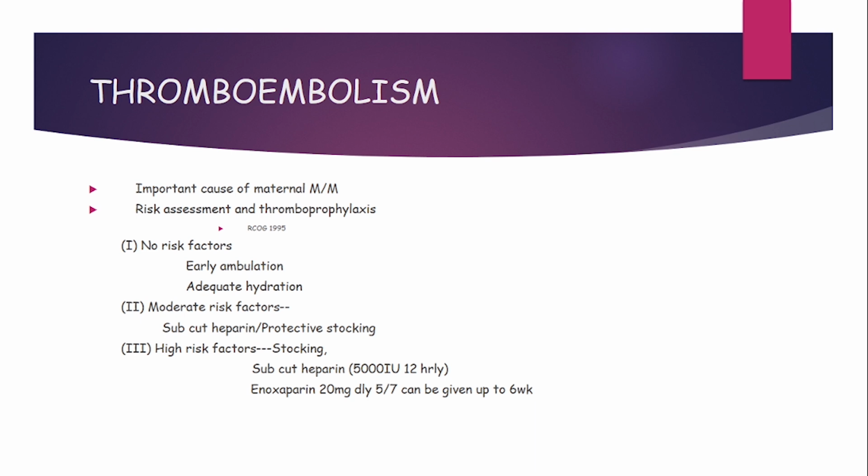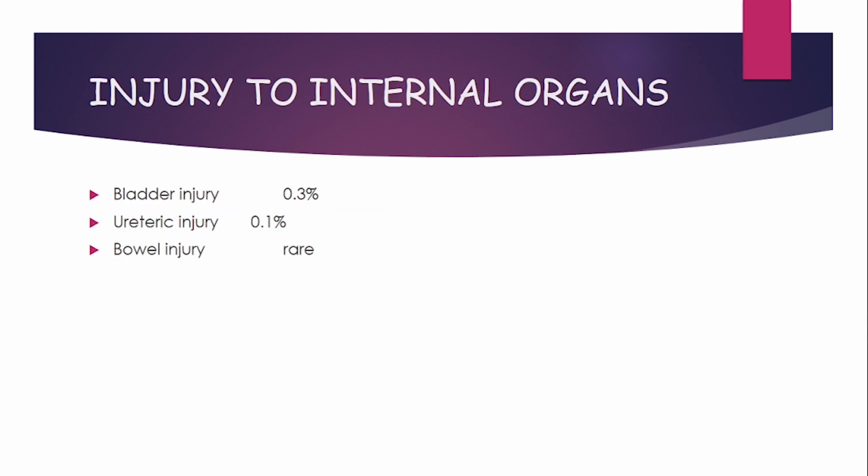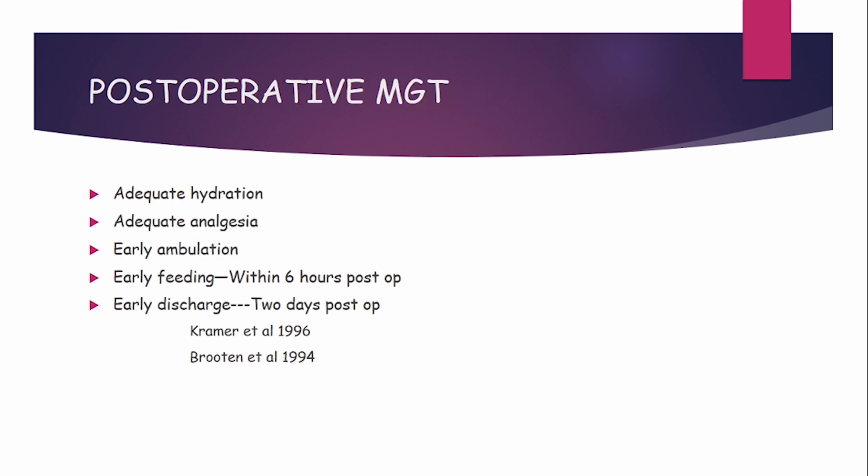So now, thromboembolism as a complication. This one is an important cause of maternal morbidity and mortality. And of course, there should be risk assessment for possible thromboprophylaxis before the surgery is done. So now, injury to internal organs as a complication. It's been said that bladder injury may be as high as 0.3%, ureteric injury about 0.1%. Bowel injury is extremely rare.